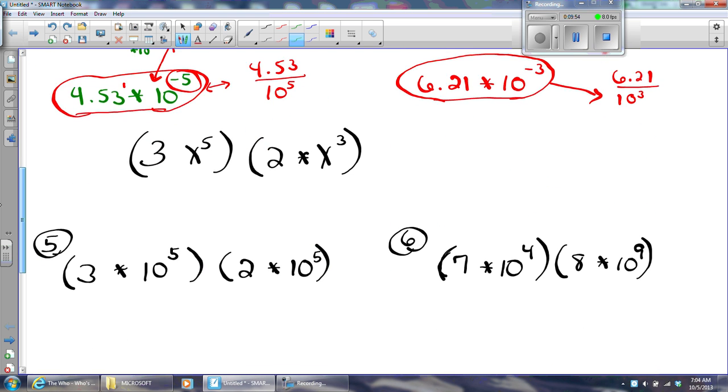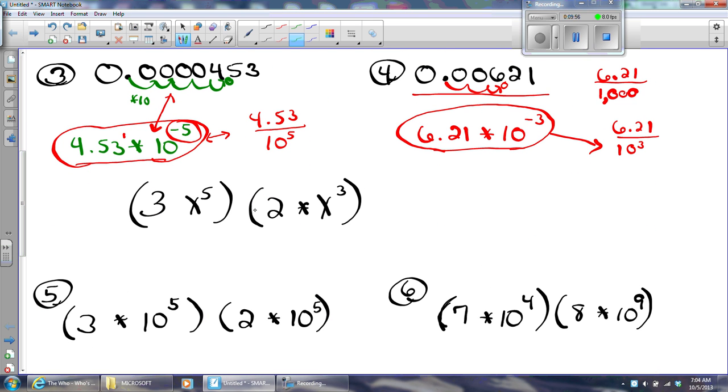Now, do you know how to multiply the quantity of 3x to the fifth times the quantity of 2x to the third? Sure you do. You're going to multiply the 2 times the 3, get 6, and you're going to multiply the x to the 5th times the x cubed, and you're going to get x to the 8th. And there you go. Look at how simple that is.